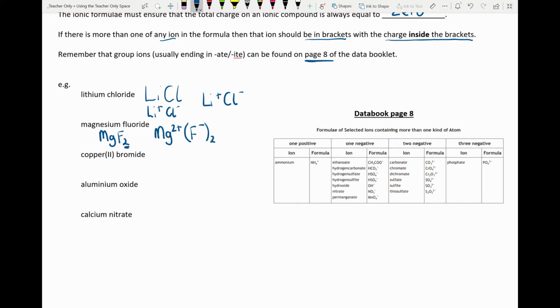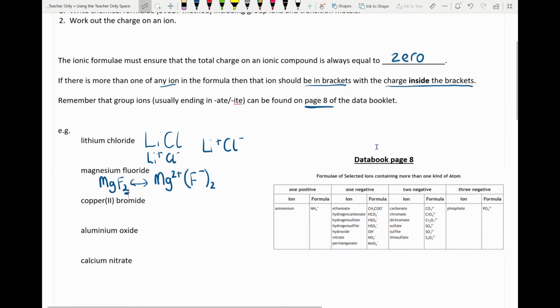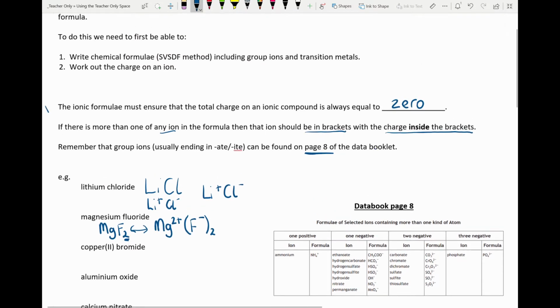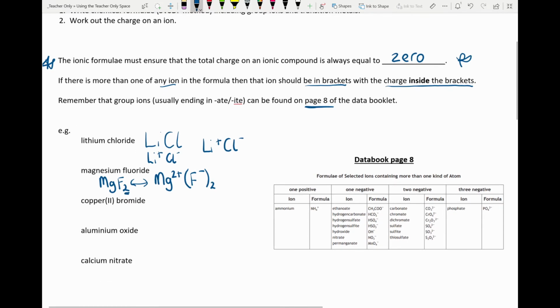So what you should be able to see is that these two formulae that we have written down kind of mirror one another. The only difference is that we've started with our chemical formula, our simple SVSDF method, and then we've introduced the ionic charge. But if we go back up on the screen just a little bit for a second, this rule up here: the ionic charge must be 0. So for an ionic compound, the total charge must be 0.